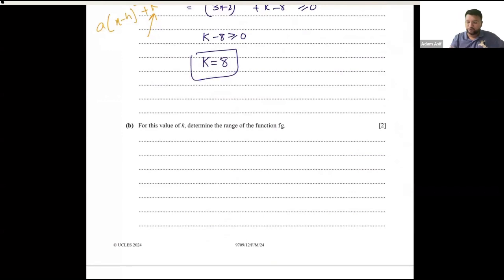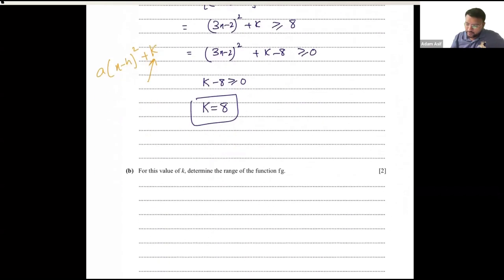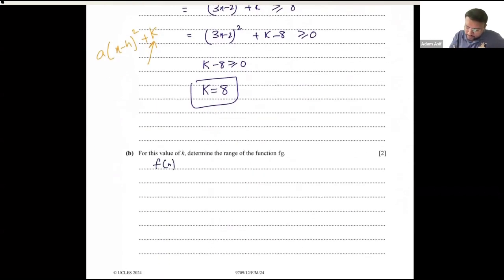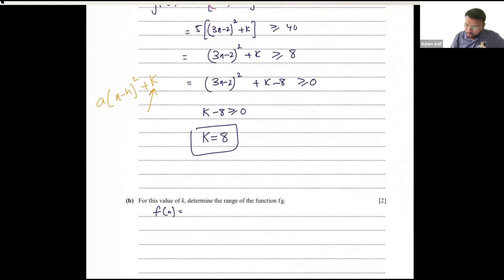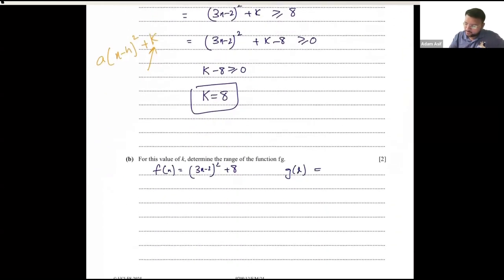Now for this value of k, तो मेरे पास f of x हो जाएगा 3x minus 2 the whole thing square plus 8. G of x is 5x minus 1.